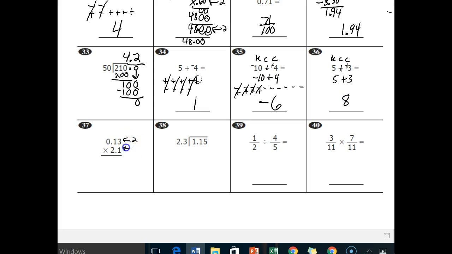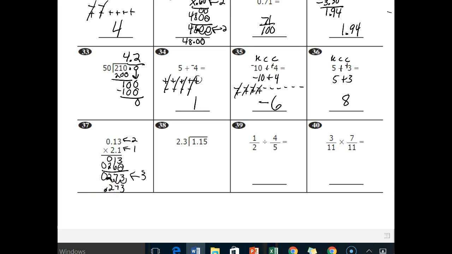2 decimal places, 1 decimal place. So in the end, we're going to have to swoop 3 times. So 1 times 3 is 3. 1 times 1 is 1. 1 times 0 is 0. Lay an egg. 2 times 3 is 6. 2 times 1 is 2. 2 times 0 is 0. Add it up. 3, 7, 2, 0. Remember, I had to swoop 3 times. 1, 2, 3. So my answer is 0.273. You could put the 0 out front if you want or not.